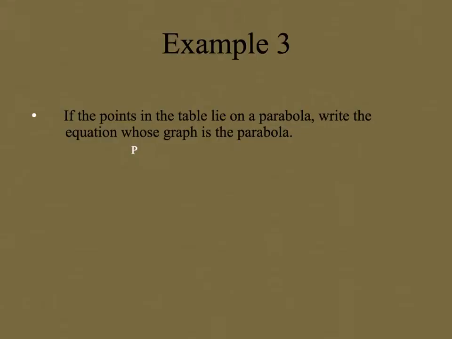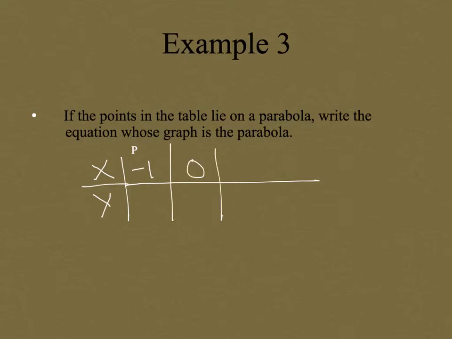In example 3, we're looking at if the points in a table lie on a parabola, write the equation whose graph is the parabola. Now I have to go ahead and give you the table of values. The table of values I want you to look at is x, y, and we have x values of negative 1, 0, 1, and 2, and y values of 13, negative 2, negative 7, and negative 2 again.